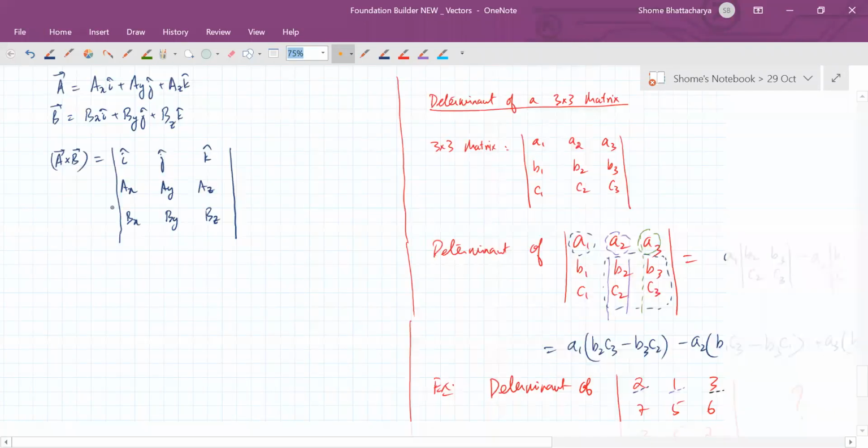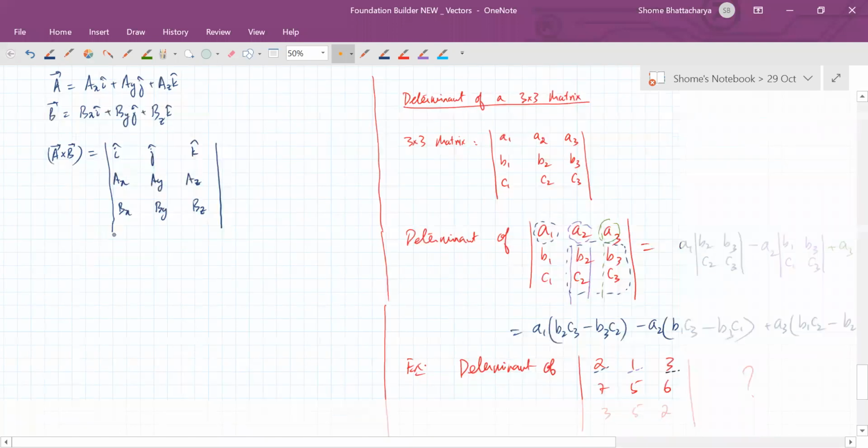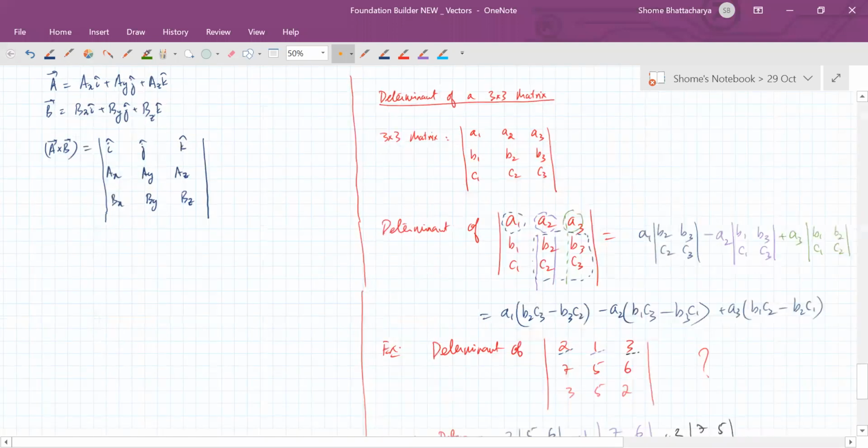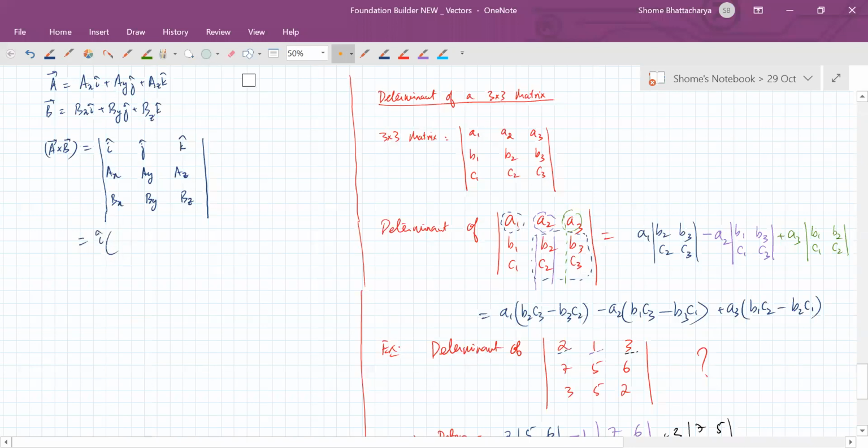So next step, you take the first row's first column out. So i cap comes outside, multiplied with this 2 by 2 matrix, that is Ay, Az, By, Bz. Then you take the minus j cap outside. The middle term, remember, comes with a minus sign. You're left with first and third columns, so Ax, Az, Bx, Bz. And then k cap outside. You remove the third column, so the first and second columns are Ax, Ay, Bx, By.